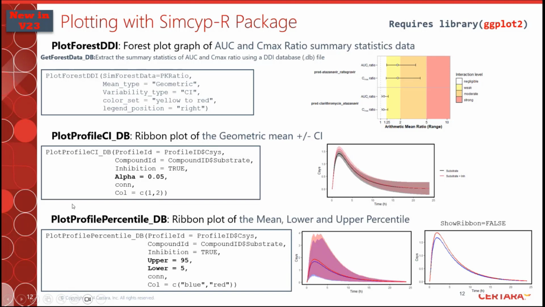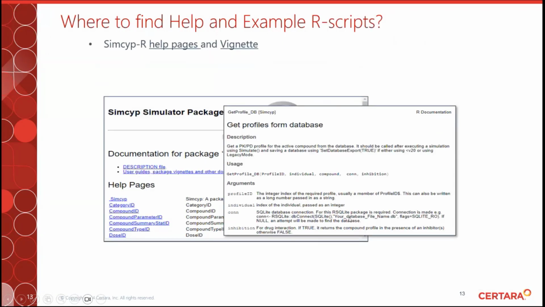The final function that we introduce is the plot profile percentile. And for this function, you would get the mean profile along with the lower and the upper percentiles. So for this function, you specify the profile ID, the lower and upper percentiles, and you can choose to view this function with and without the ribbon plots.